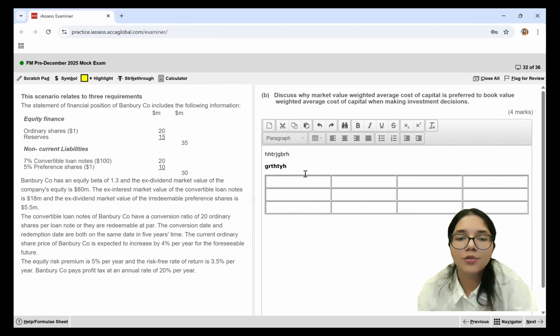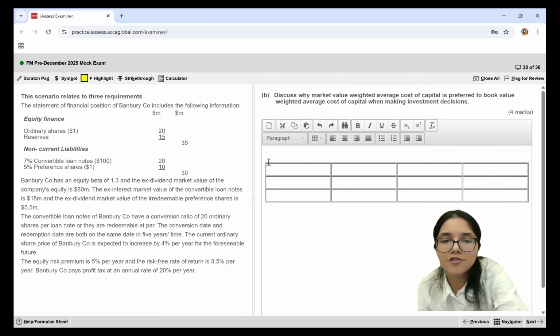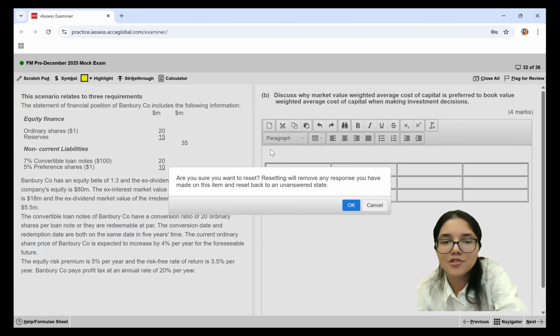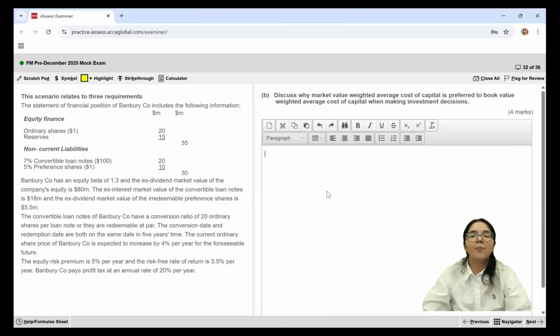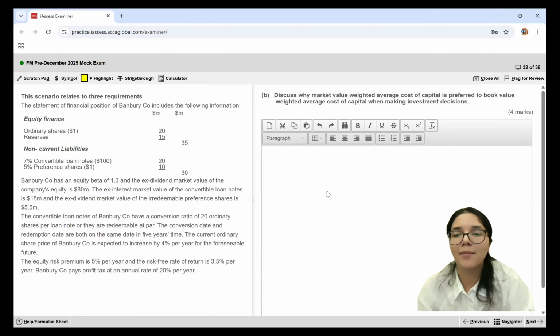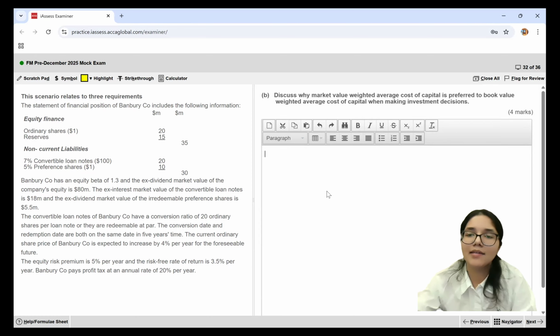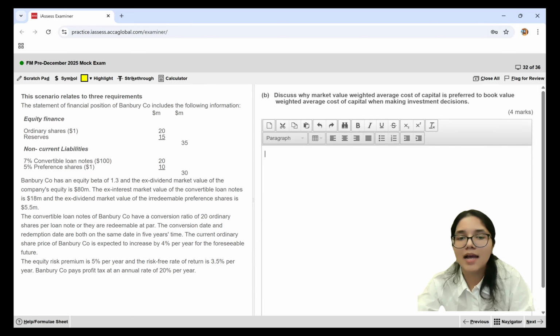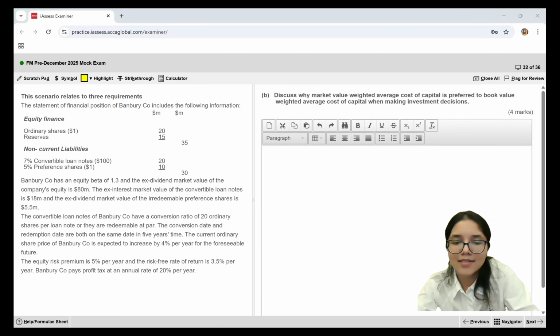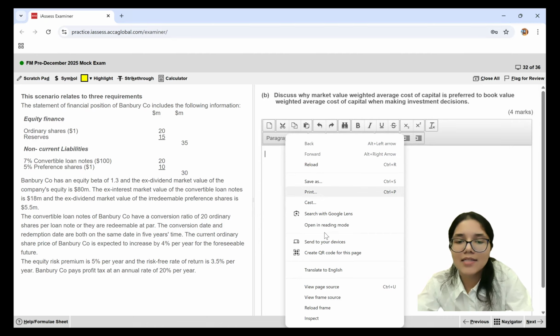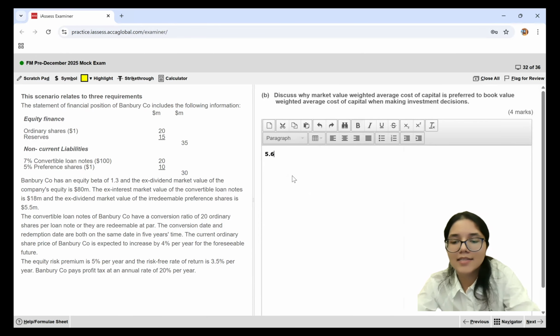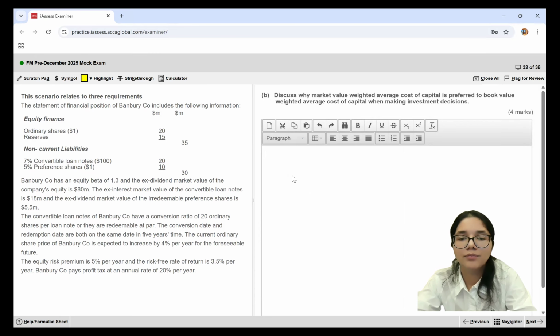Now moving forward to the second question, I was just showing a demo to the students. Let me just reset it. So part B, we are supposed to discuss why the market value weighted average cost of capital is preferred to book value weighted average cost of capital when making the investment decision. What I've done is I have already drafted an answer for you, which I will just bring over here so that we can discuss how we are going to draft answers like these. So give me a moment while I do that.